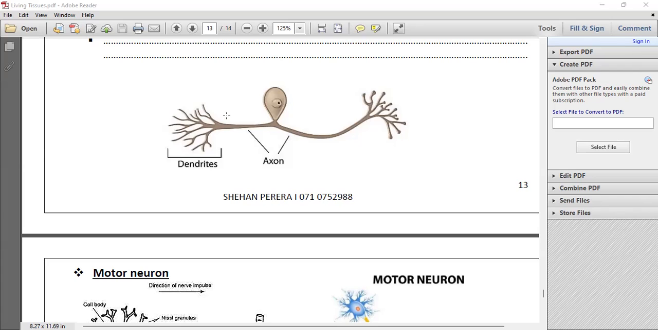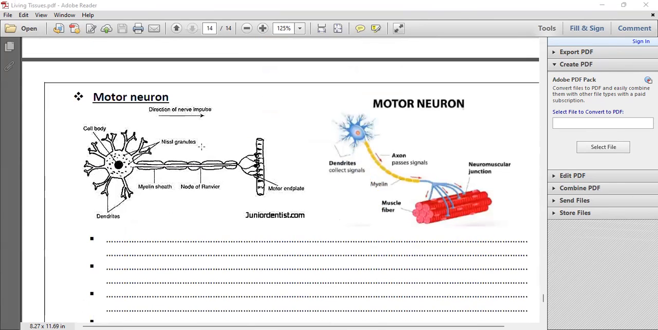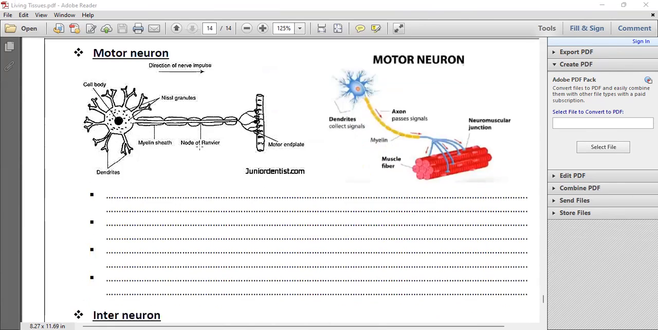Okay. All right. Then we'll be talking about the motor neurons. Sensory nerves bring the nerve impulses from the sensory organs toward the central nervous system, right? Sensory nerves bring the nerve impulses from the sensory organs toward the central nervous system, which means to the brain or to the spinal cord.